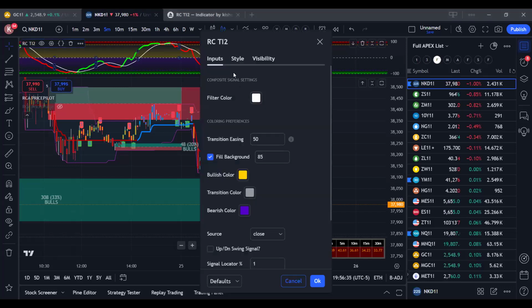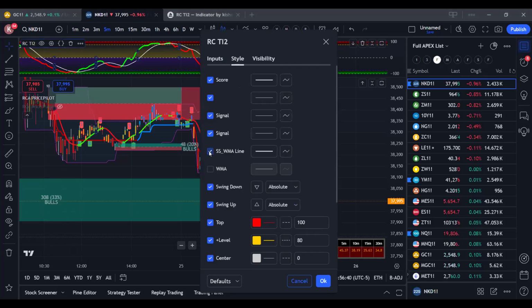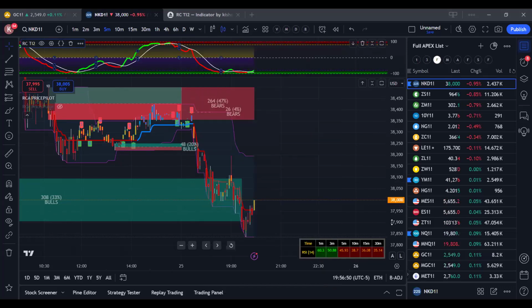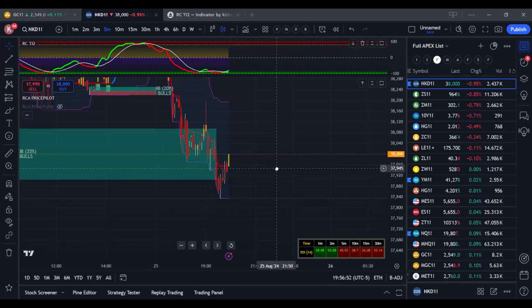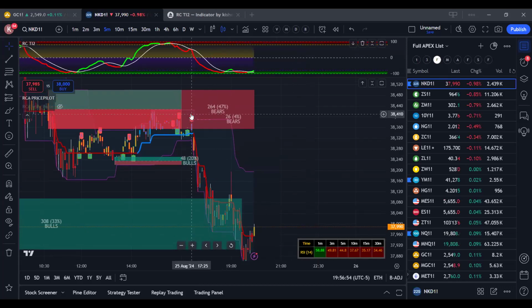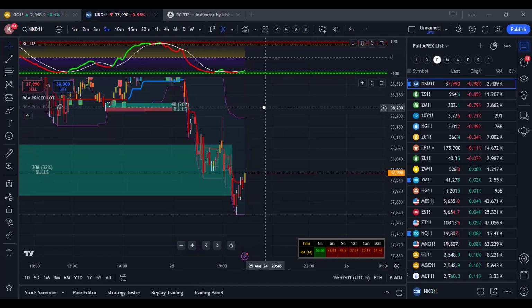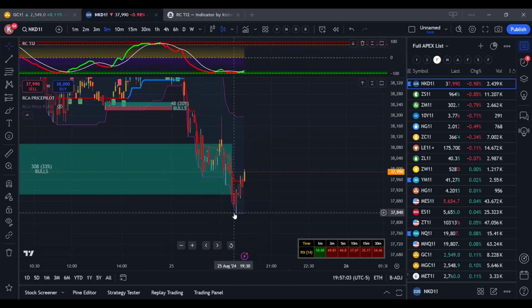Here, in the style settings, you can remove this WMA line. Then it will remove that green and red line. Here you got a sell order block. It touches the sell order block, you got a sell signal. A good opportunity. Again, now it came all the way down, touched the buy order block, trying to bounce up.